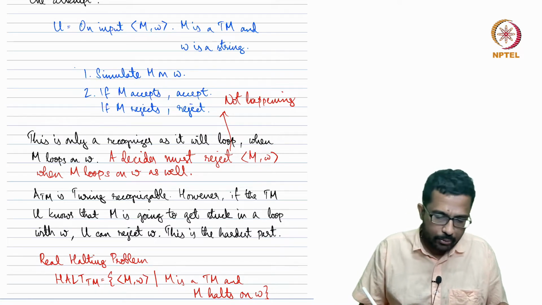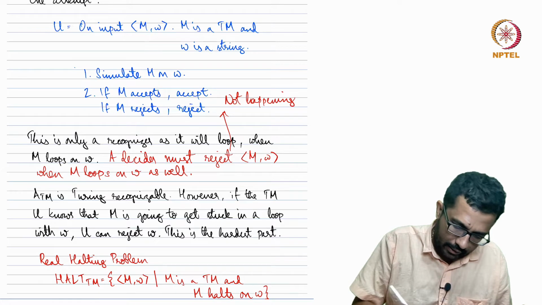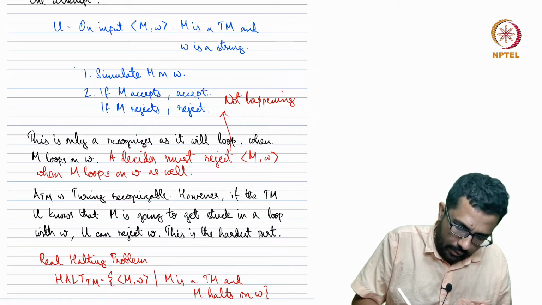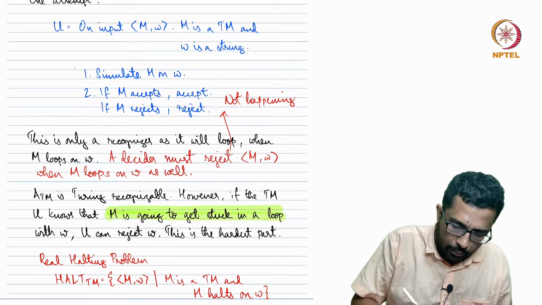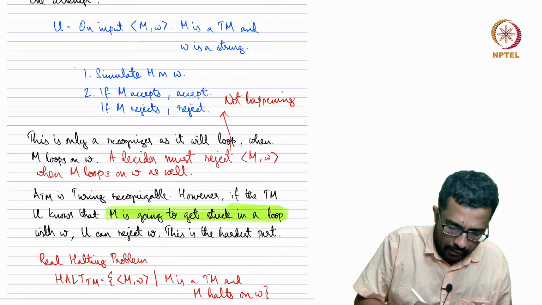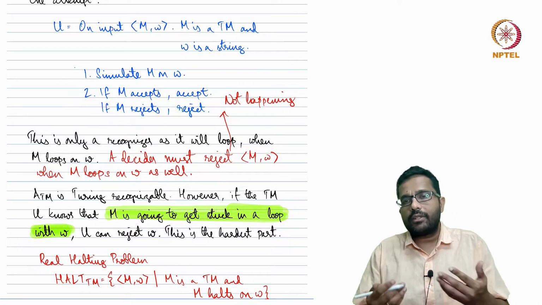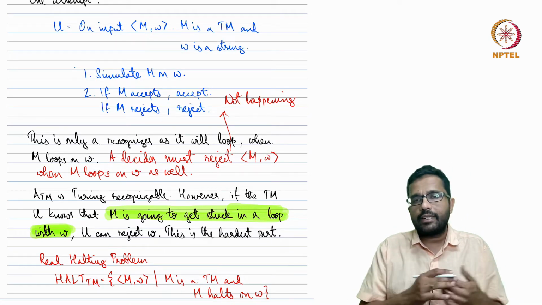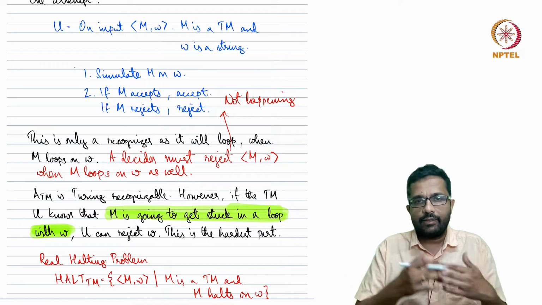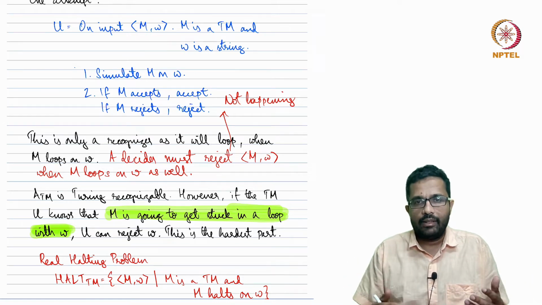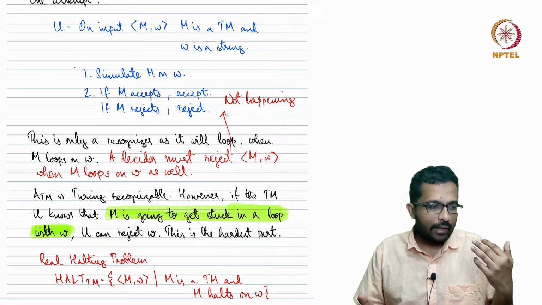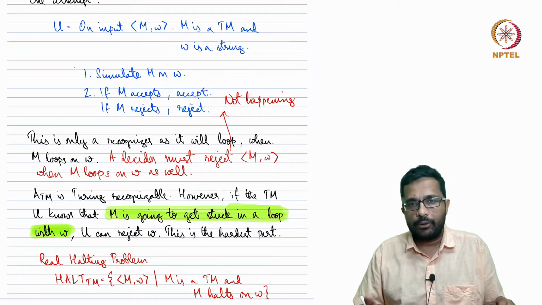So this seems to be the hardest part, right? Telling whether M will loop on W is not that easy. Or in other words, what is the opposite of getting stuck on a loop? The opposite of getting stuck on a loop is being decisive and stopping, or halting. So the opposite is, can we know for sure that M halts on W?